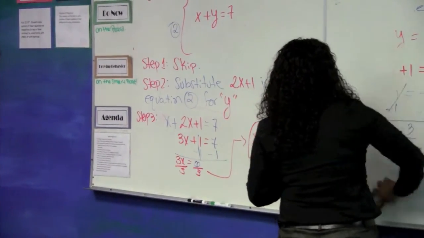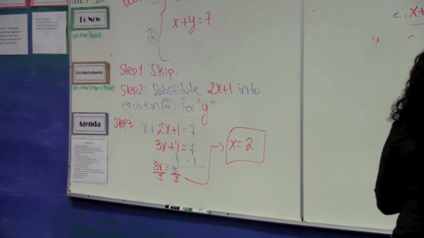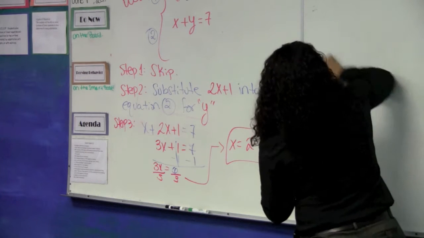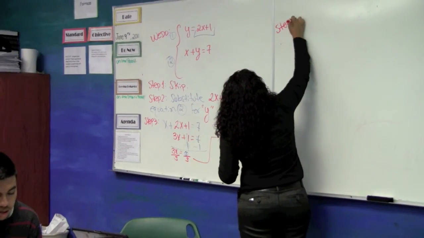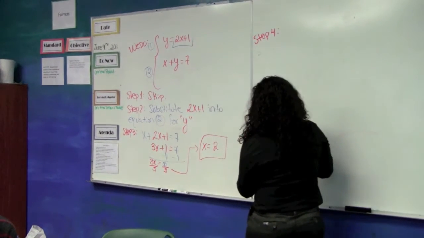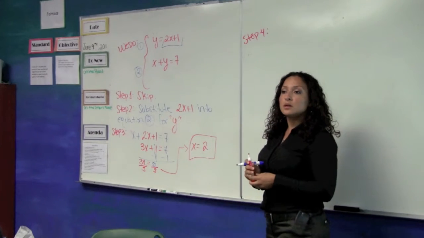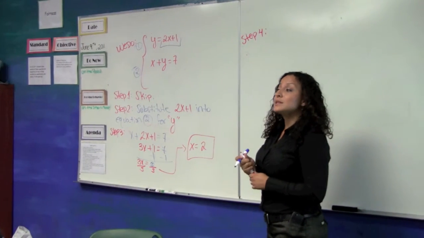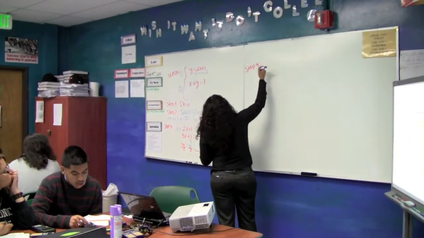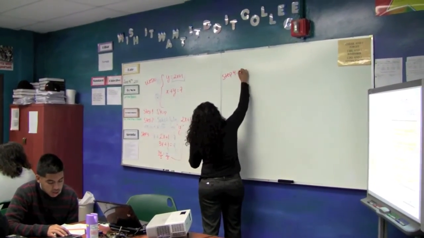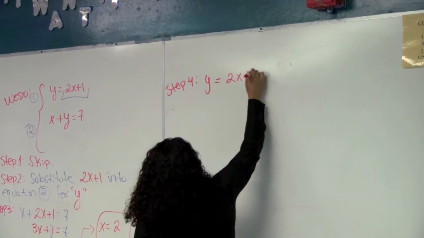So step four, we still need to find our y. Go ahead and plug it in right now. Step four, where am I going to plug it in? To your first equation. Why the first one? It's already solved for y. Good job. So you have y is equal to 2x plus 1.